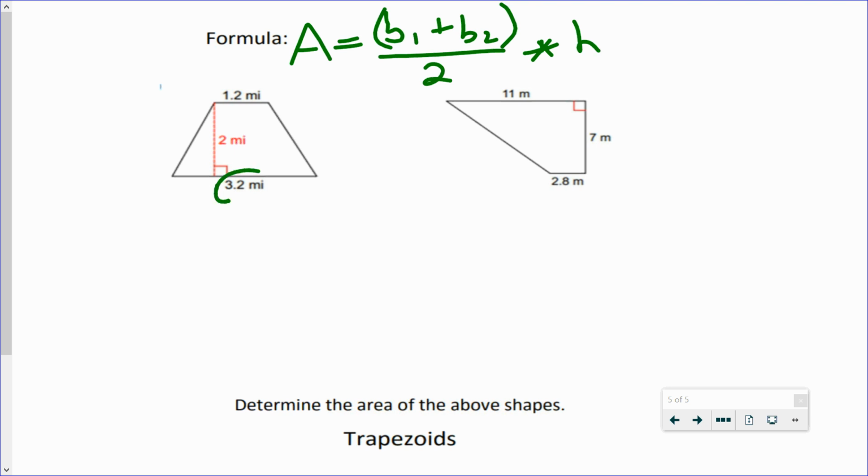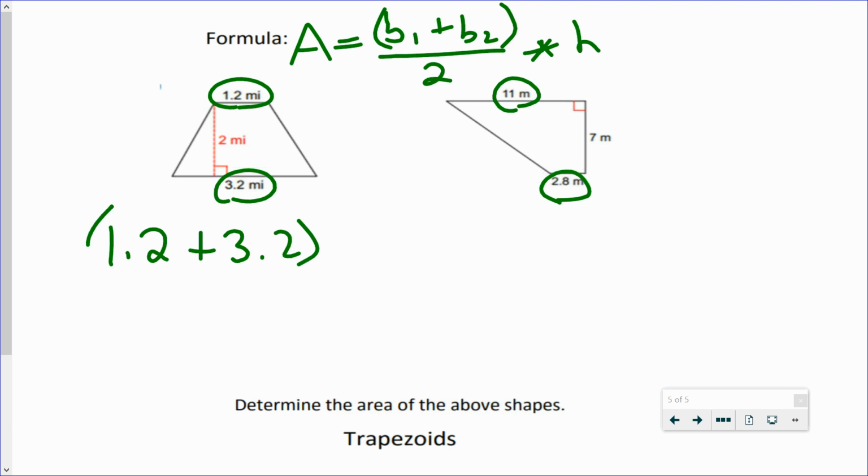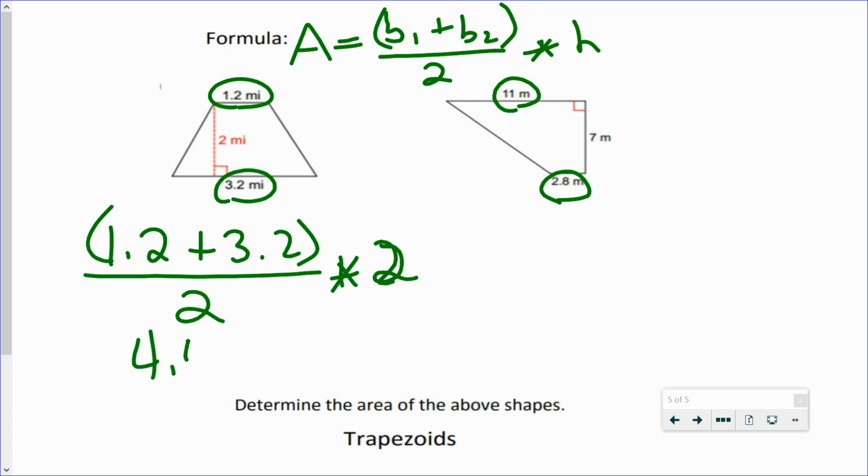So the bases, it actually doesn't make a difference which one is which. So those are my bases. And again, my height is where the right angle is. So for the first shape, I'm going to do 1.2 plus 3.2 in parentheses, divide everything by 2, and then multiply by 2, because that's my height. So I put that whole thing in my calculator, and I ended up with 4.4 miles squared.